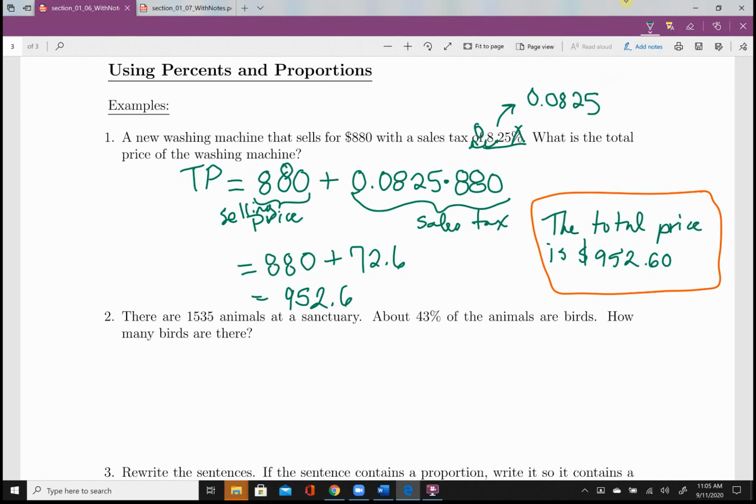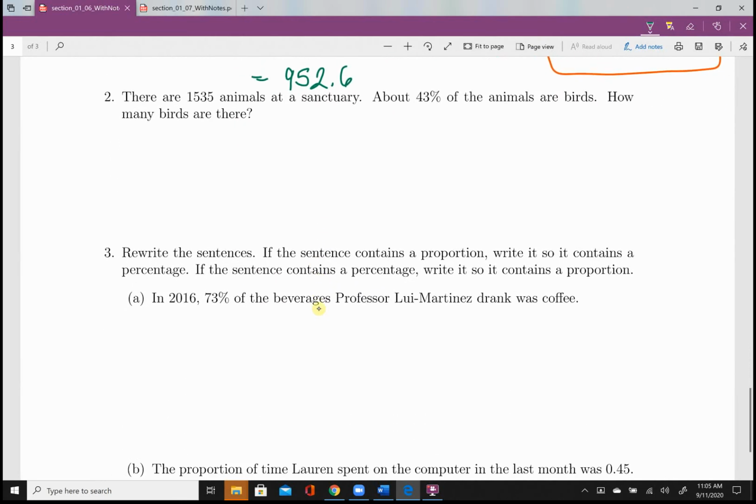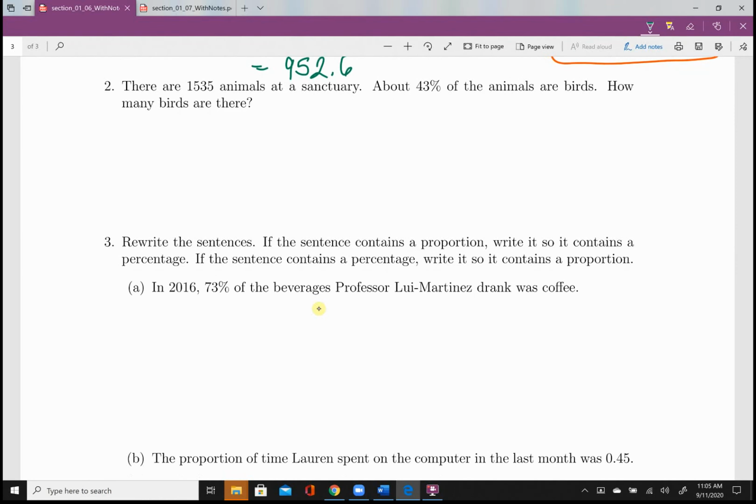Okay, another example. There are 1,535 animals at a sanctuary. About 43% of the animals are birds. How many birds are there? Now it says about here, which is something we definitely want to take into account. So we might be more or less approximating what's going on here. Since we're talking about numbers of birds, we're going to round to the nearest whole bird, okay?